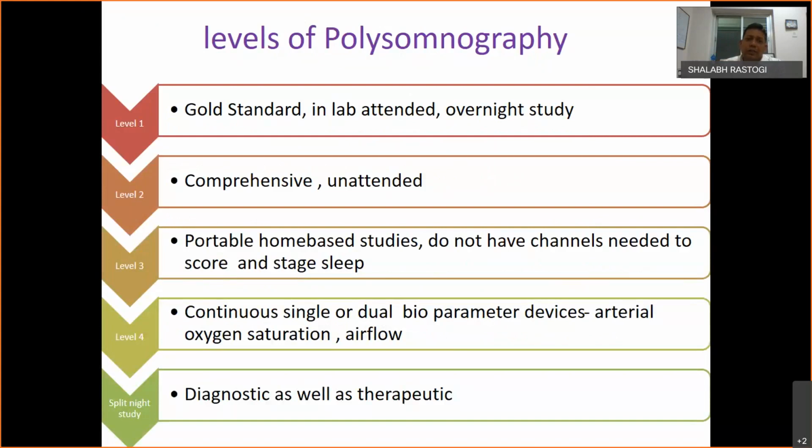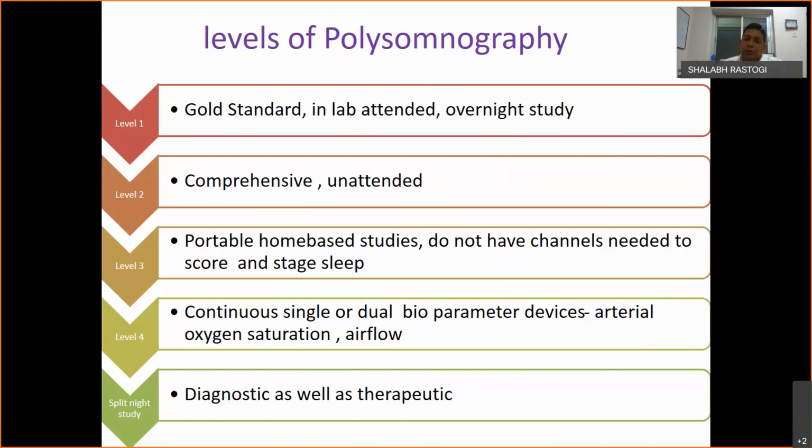Level 1 says that it should be done in a lab and all the parameters should be noted down. And it is attended by a sleep technologist, so that if during the night, during the study, any limb leads are dislodged, then it can be corrected on site.